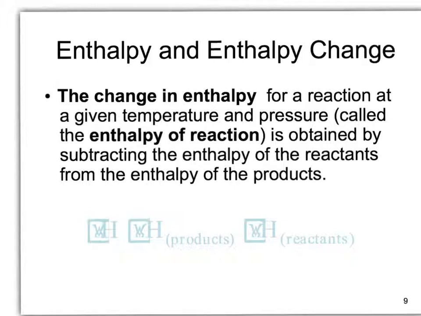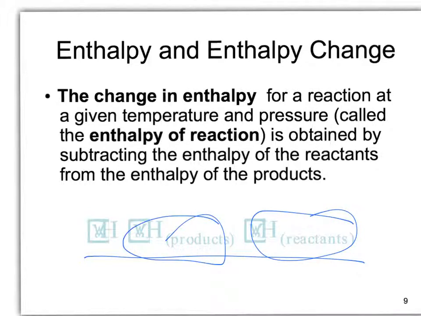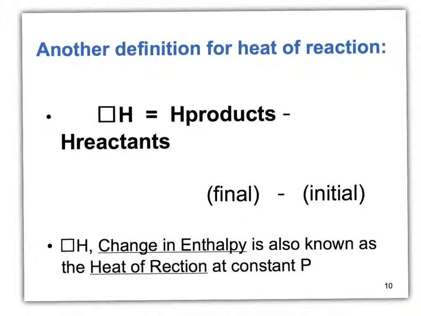It's kind of funky on here, but the delta H is equal to the sum of delta H of the products minus the summation of delta H of the reactants. We have to sum all the delta H's of reactants and all the delta H's for the products, and then we subtract the reactants from the products to give us the total delta H. This is called the enthalpy of reaction. Note the order of this equation. Delta H is the delta H of the products minus the delta H of the reactants. So it's final minus initial. This change in enthalpy, or delta H, is also known as the heat of the reaction if it's at constant pressure.